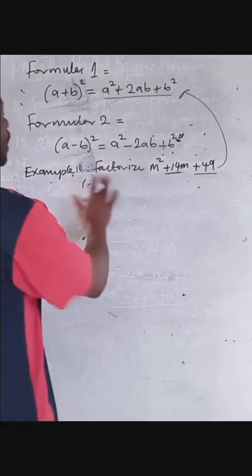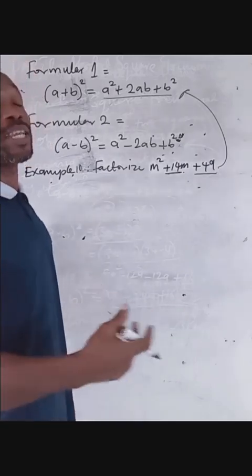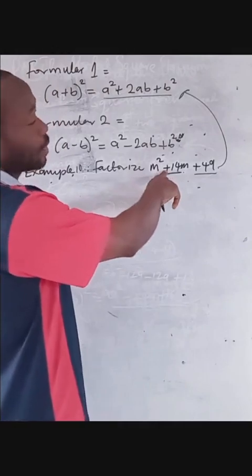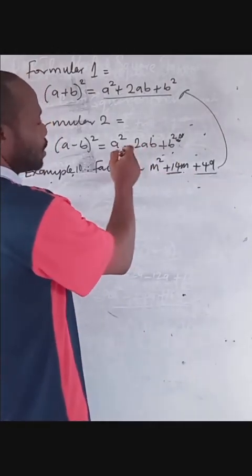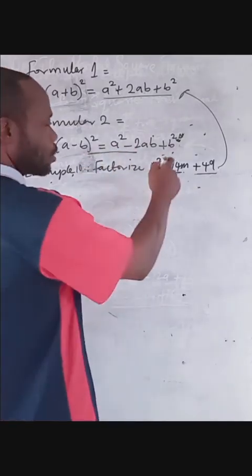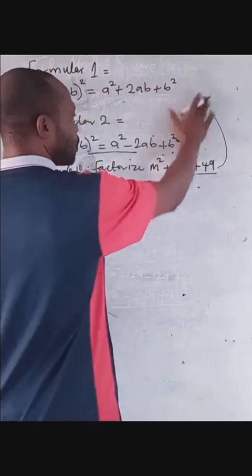So any algebraic expression that is in the form of a perfect square trinomial that has a negative sign here and a positive sign here, this is the solution. But any that has a positive sign here and a positive sign here, this is the solution. So take note of that.